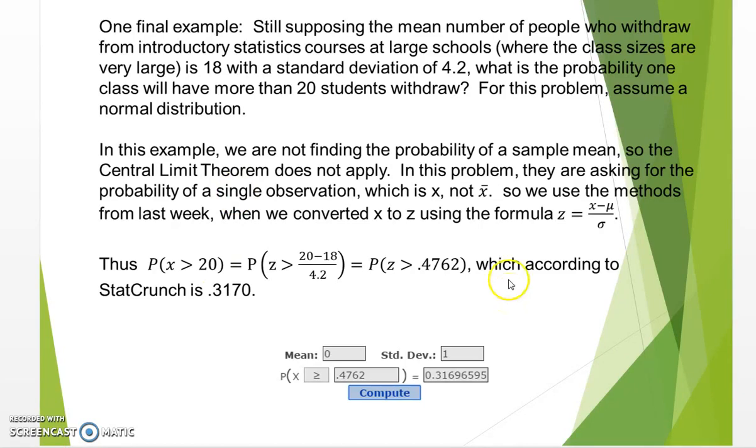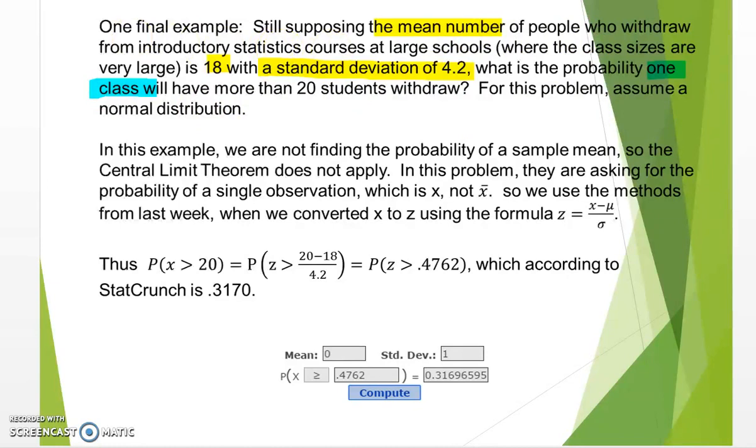So one last example to help you understand whether you should use the central limit theorem or not. Still suppose that the mean number of people who withdraw from the introductory stats course at large schools is 18, and the standard deviation is 4.2. What is the probability that one individual class will have more than 20 students withdraw? For this problem, we're assuming a normal distribution for the number of people who withdraw from an intro stats class.